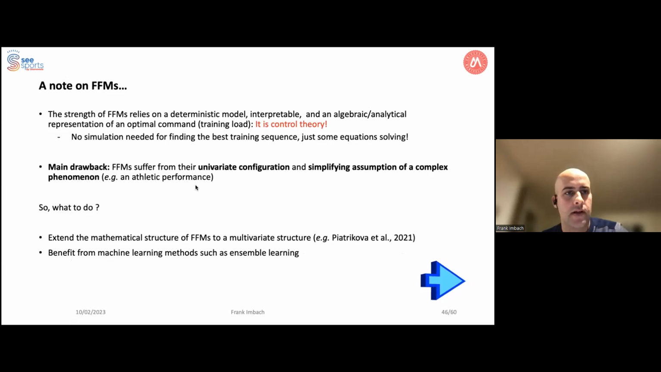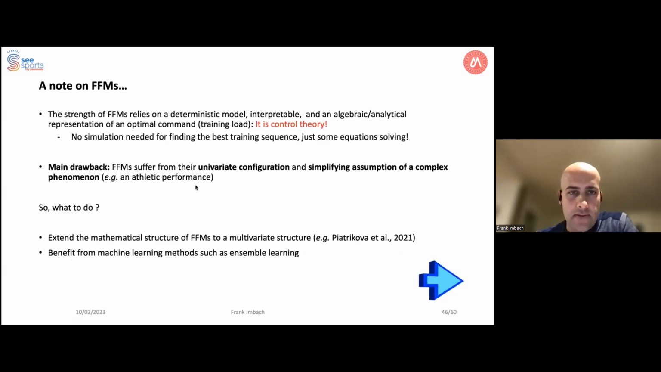Just a note on fitness fatigue models. The strengths of fitness fatigue models rely on this deterministic model, interpretable, as we said, and their structure, their algebraic or analytical representation of an optimal command. The optimal command is a training load.